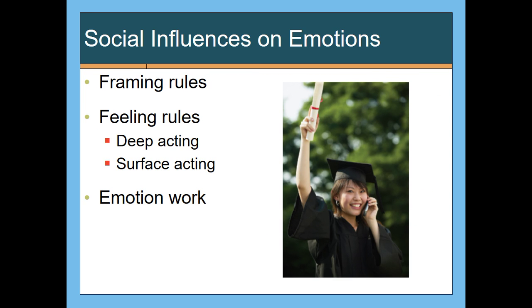So the first one is framing rules. Framing rules are what your culture or your society says is okay to feel in certain situations. So I'll give the example of a funeral. In American culture, funerals are typically very sad occasions. So it's okay to cry at a funeral because that's what our society says. This is a sad time. Someone's just died. It's okay to feel sad.